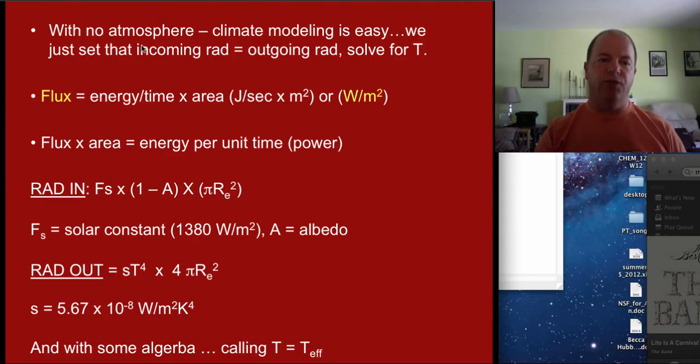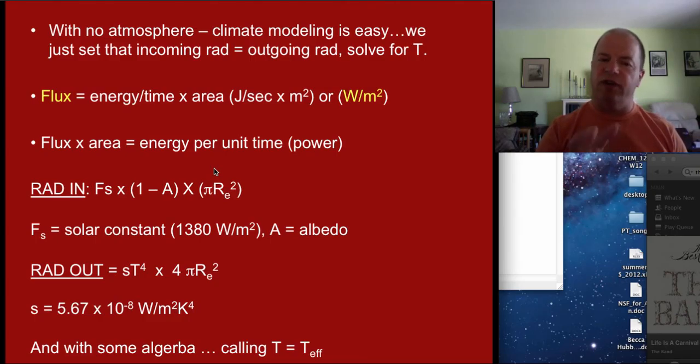Okay, so again, the moral of this quick little story here is that with no atmosphere, climate modeling is actually relatively easy. We just got to set the incoming radiation equal to the outgoing radiation, and we can borrow some concepts from physics to see what that is. And again, I'm not going to make you do this derivation.